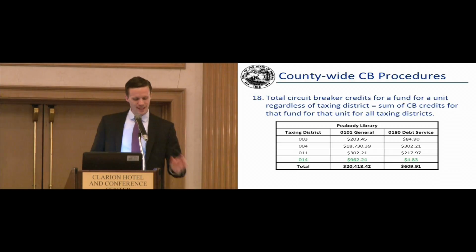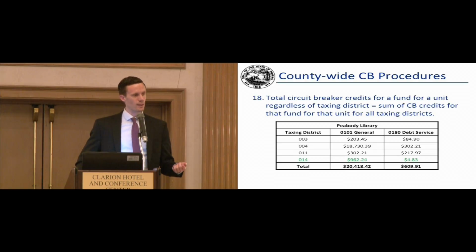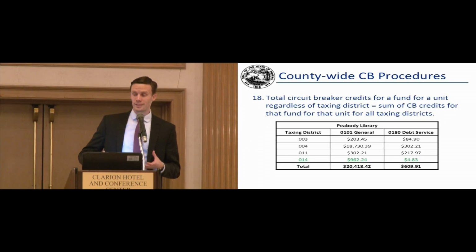The reason that particular calculation is important is because we're going to use these allocation percentages to spread the over 65 circuit breaker within this taxing district to this taxing unit and then to the funds within that taxing unit. To figure out what the over 65 circuit breaker is, we go back to the abstract to pull in the data for that particular taxing district.